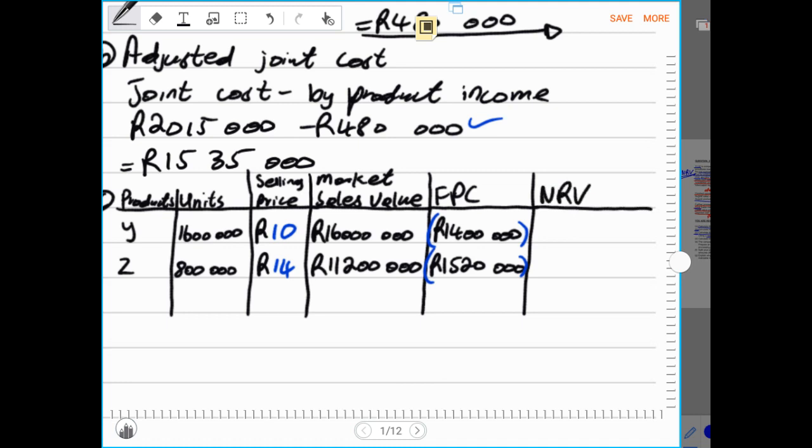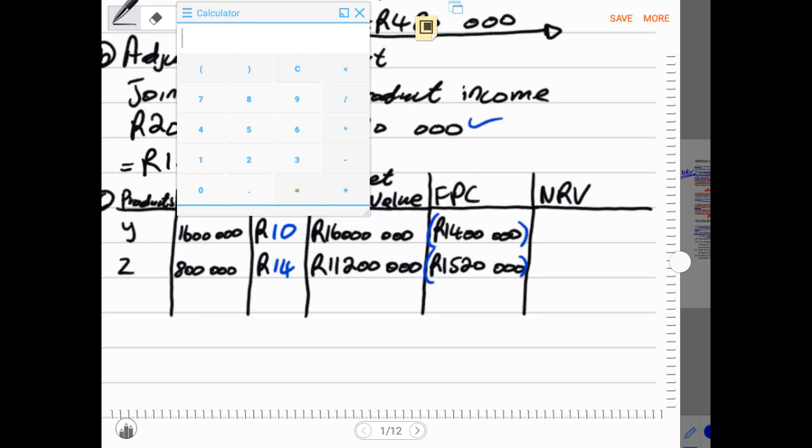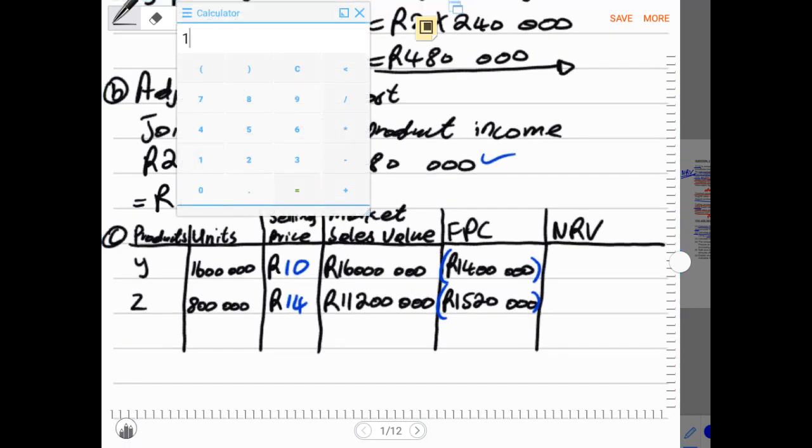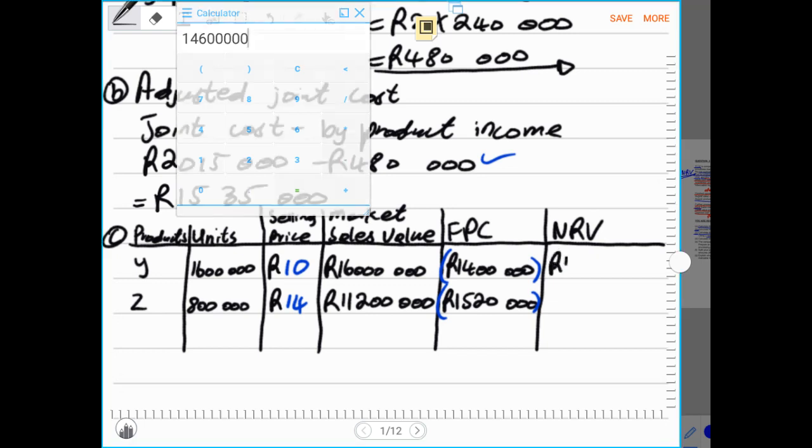And this is the amount that will be used to allocate our joint cost, because we are required to use the net realizable value method to allocate our joint cost. Then we'll have 16 million minus 1,400,000, and this will give us 14,600,000 rands.